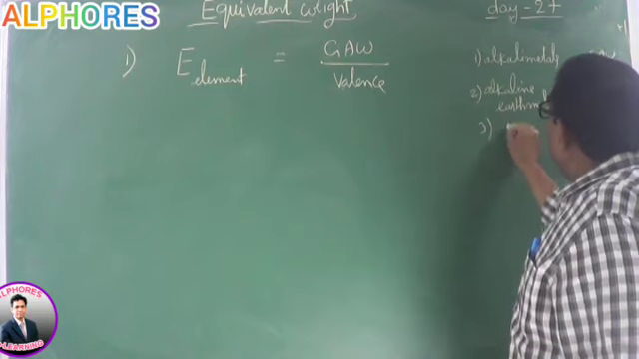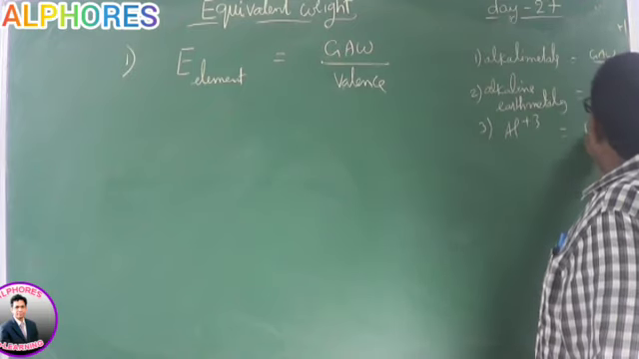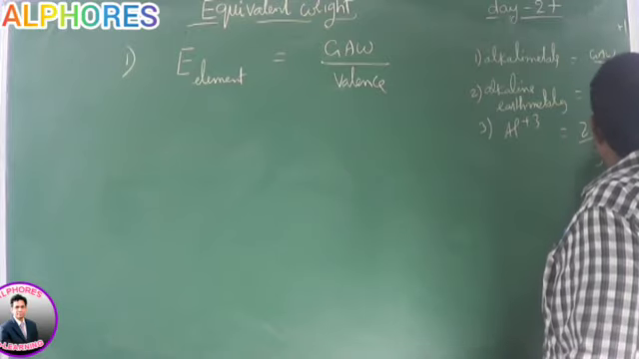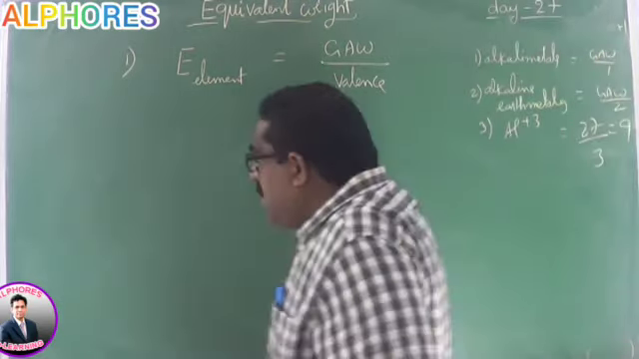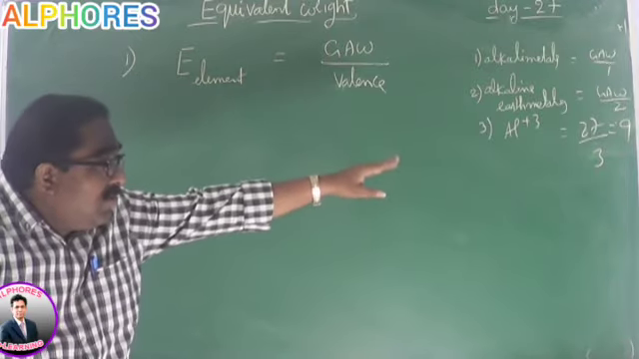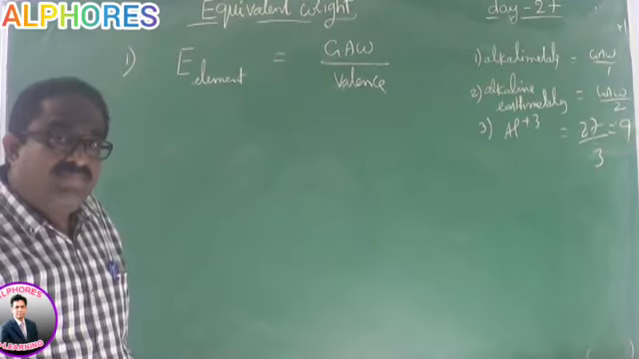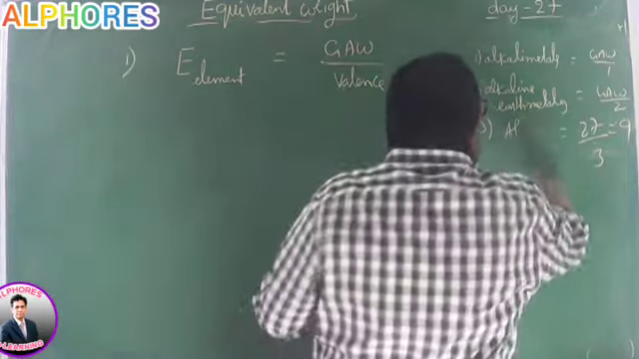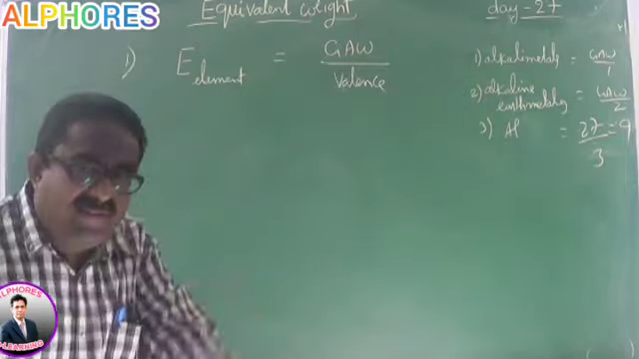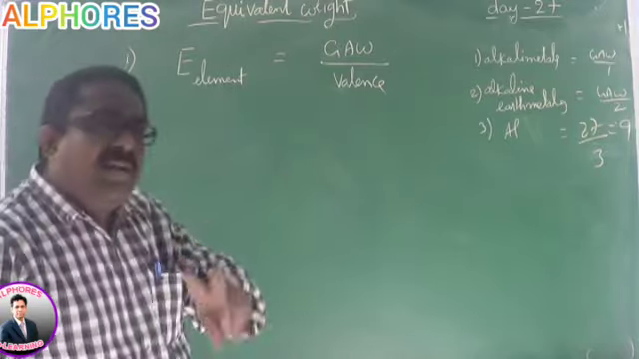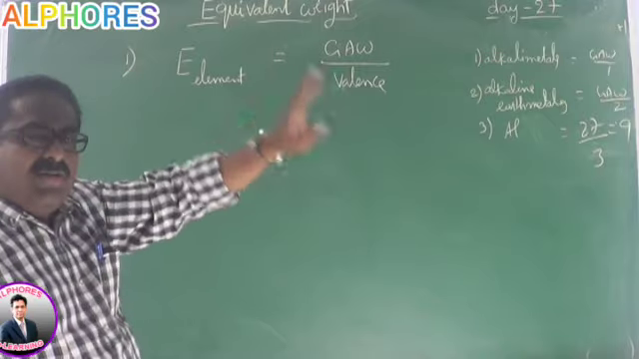GAW by 2. So Al plus 3, aluminium. Aluminum atomic weight we know is 27, divided by 3, that is 9 grams, the equivalent weight of aluminium in that particular Al plus 3. Aluminium mainly forms the plus 3 ion only, so you can take the common oxidation state or valence as 3, 27 by 3, 9, no problem.